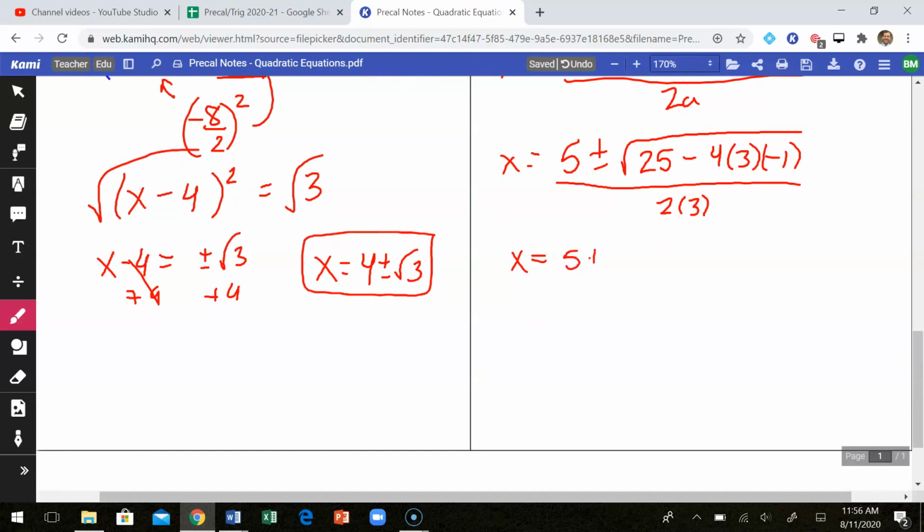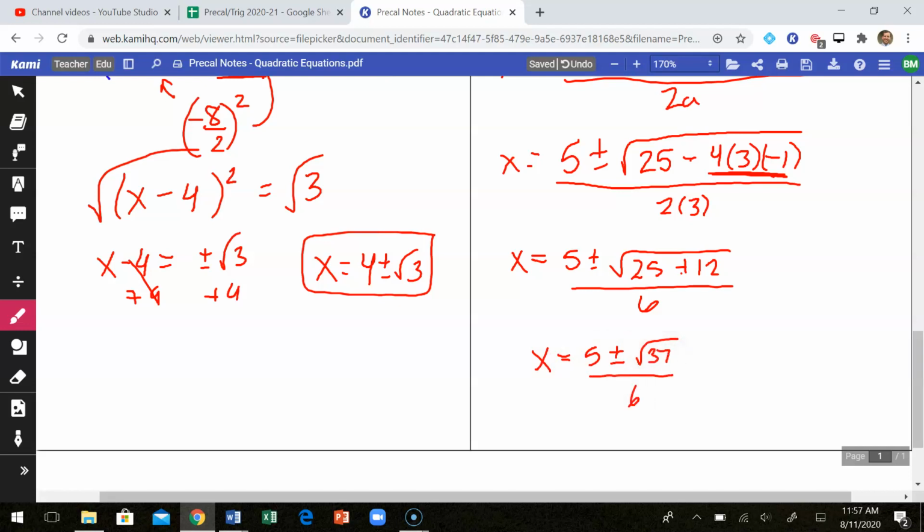So continuing to work this down, 5 plus or minus the square root of 25. This would give me 12. Negative 12, but I'm subtracting that, so that's going to turn that into plus 12. And on bottom we have 6. So x equals 5 plus or minus the square root of 37 divided by 6. Now that's actually as far as I can go on this problem, but I want to have a little discussion here.